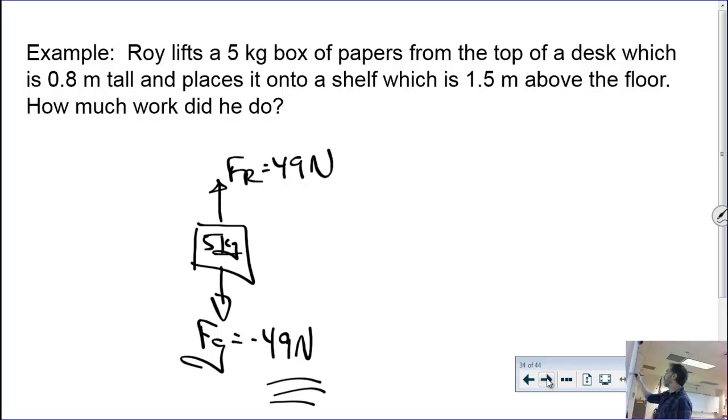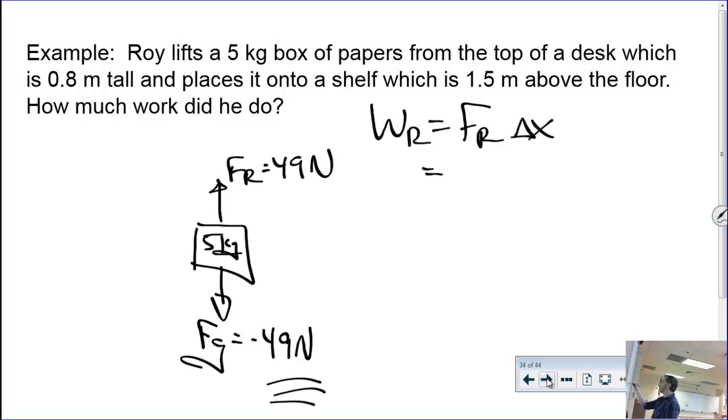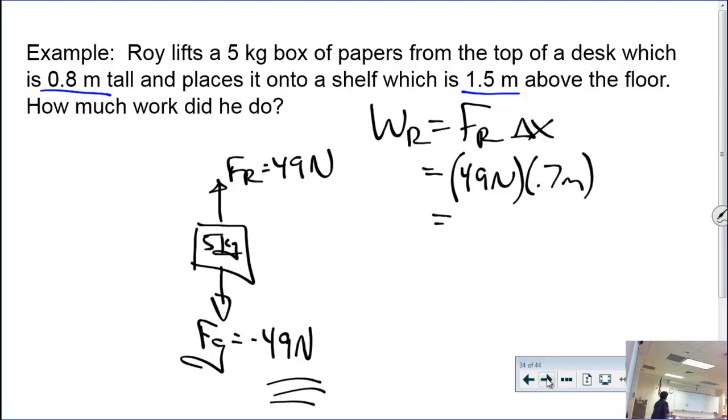And then we'd just go, oh, well, the work done by Roy is equal to the force of Roy times the displacement, right? So the force of Roy is 49 newtons. Let's see, he's moving it from a position of 0.8 meters up to a position of 1.5 meters. So that's 0.7 meters, right? Difference. Okay? All right, and so that gives us some number which I was not smart enough to calculate ahead of time.